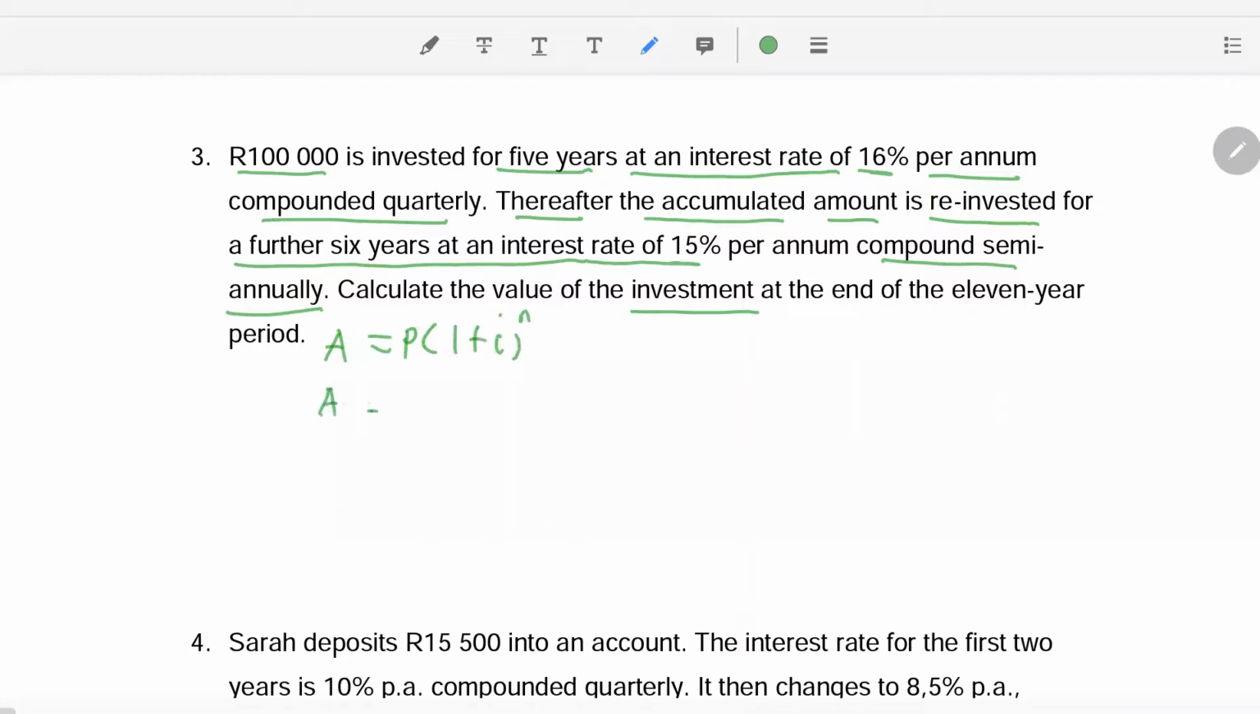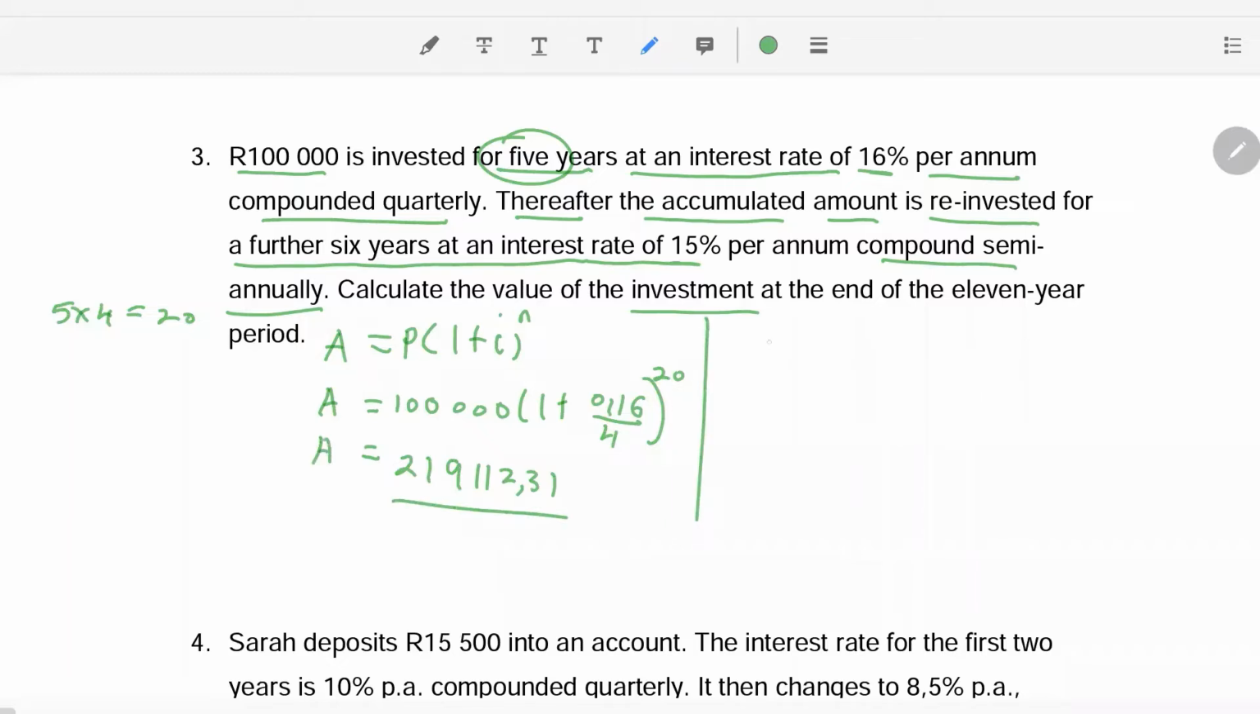So for the first period, our principal amount of 100,000 is invested at a rate of 16% compounded quarterly. This is for the first 5 years. So that would be your 5 times 4, which is 20. And then that amount grows to 219,112.31. Then this amount here is again reinvested. 219,112.32 is invested in an account that earns 15% compounded semi-annually for 6 years. So that is 6 times 2, which is 12, and the overall would be 521,877.23.